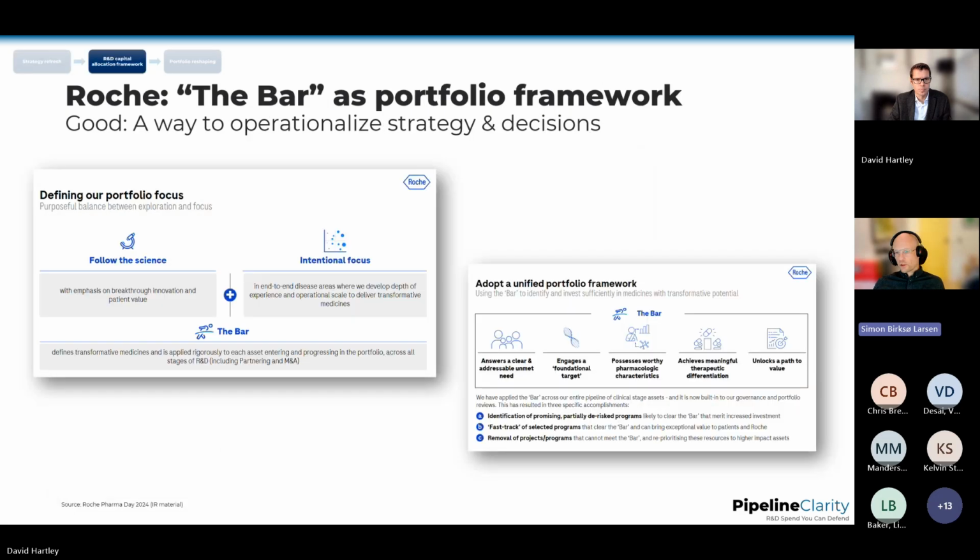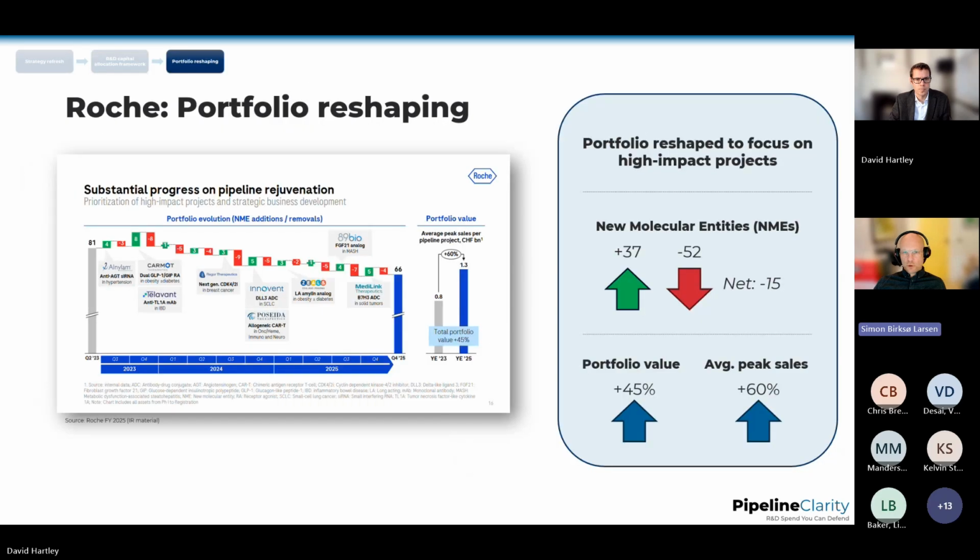And then we need some kind of framework to make that operational. And Roche introduced this infamous framework, which they called the bar. And as you can imagine, it's basically setting the bar or hurdle rate for having molecules entering or exiting the portfolio. And there's something about, of course, the scientific strengths and also the focus and value across the assets. And here you can then see, so we have the strategy refresh, we have an R&D capital allocation framework, the bar, and here you can see over time how the portfolio has changed.